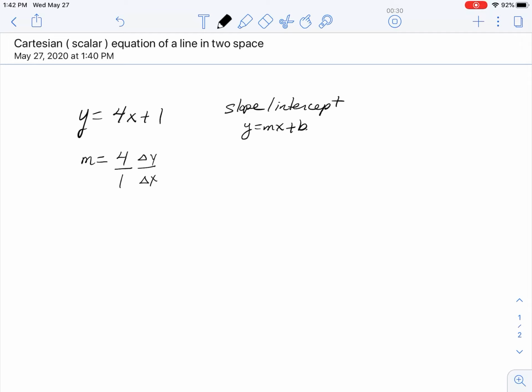That was calculated by doing the change in y over the change in x between two points on the line. And the y-intercept, the b part, is (0, 1). We know that is where the line crosses the y-axis, but it's also a point on the line.